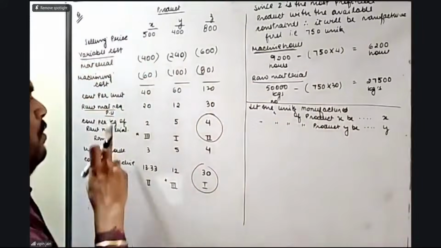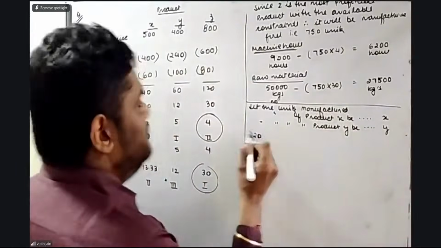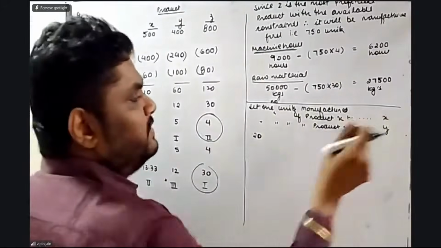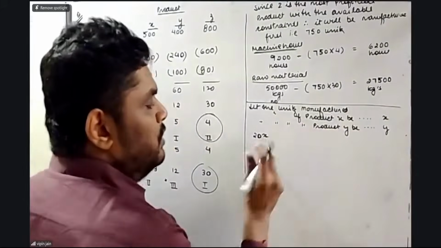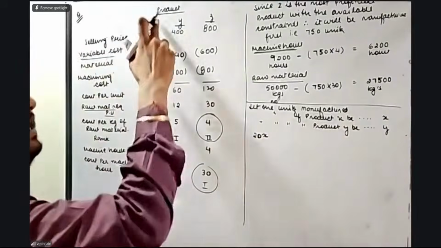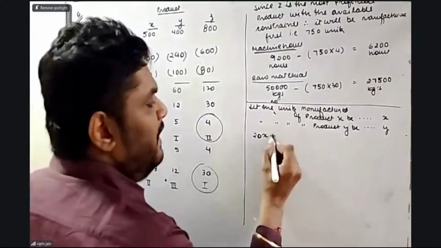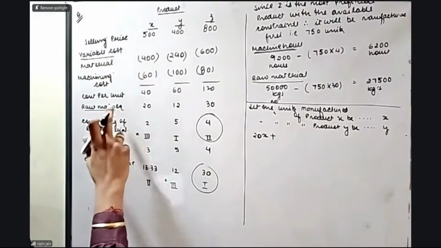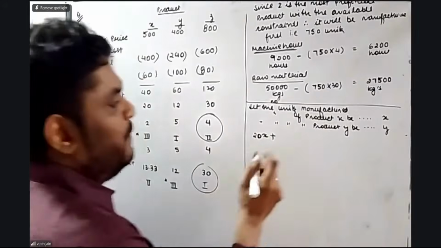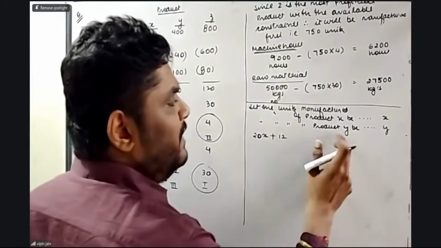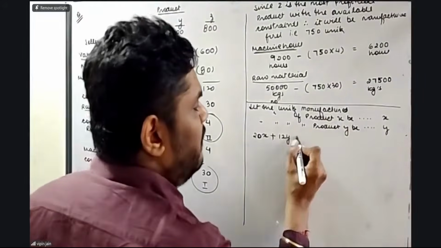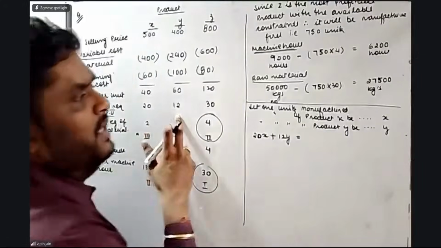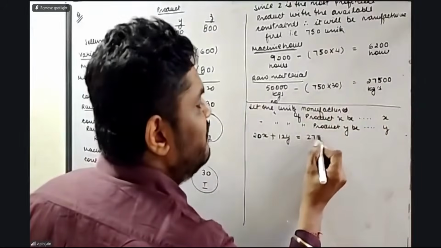Now see, one unit requires 20 kgs of raw material, and the number of units manufactured of X are X. So this will be the raw material utilized to manufacture product X. Similarly, one unit requires 12 kgs of raw material for product Y, and the number of units manufactured of product Y are Y. So this will be the total raw material utilized in X and Y. This should be equal to how much? 27,500.